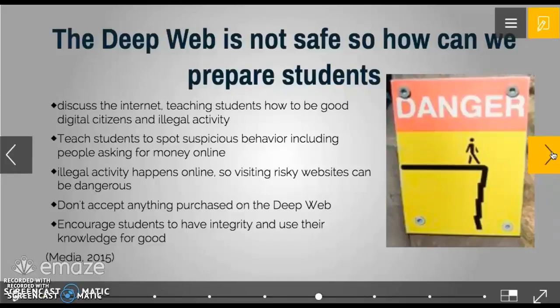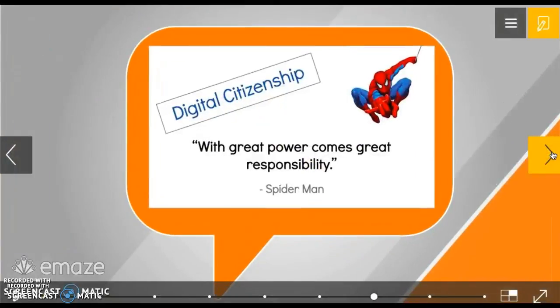Don't accept anything purchased on the deep web. Encourage students to have integrity and use their knowledge for good. I like this quote by Spider-Man, which says, "With great power comes great responsibility," which is so true. If kids have access to the deep, dark web, they need to be more responsible. Plus, there are a lot of dangers involved with this.